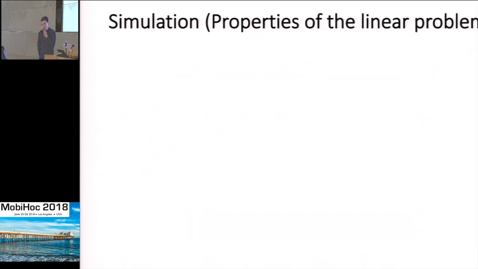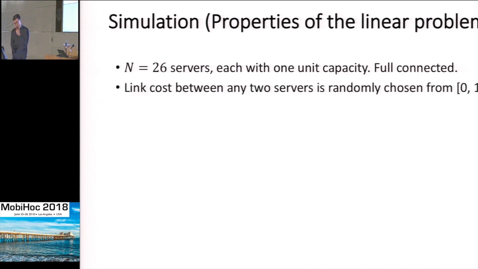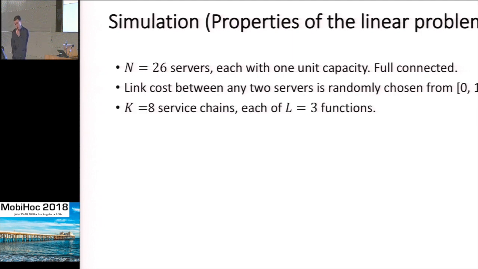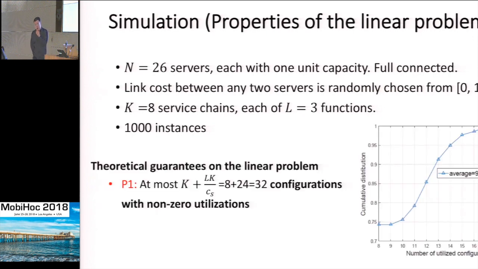Lastly, I just want to show you some simulation results. This one says that I have 26 servers. Each one can, let's say, host 1 unit capacity. That means 1 function. And the min cost between any 2 servers is randomly selected between 0 and 1,000. I have 8 service chains, each of them with 3 functions. And I try different configurations, so you have 1,000 instances. And the first one says that at most, I only need to find 32 non-zero configurations.